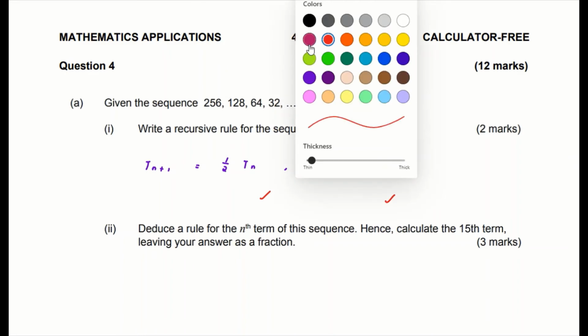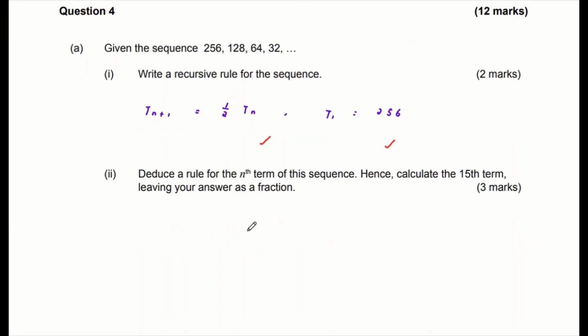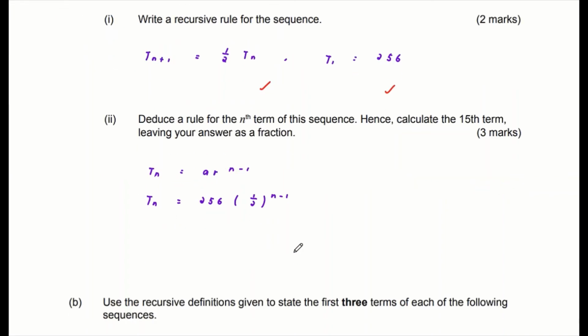Okay, second part, deduce a rule for the nth term, then after that find out the 15th term, leaving your answer as a fraction. So in this case, this is a geometric sequence, so that's why the nth term will be equal to A R to the power of n. So which means that Tn will be equal to A is 256, which is our first term. Ratio here is 1 over 2, and then to the power of n minus 1. Oops, sorry, I forgot this. All right, so after you do this, now we can try to find out what is the 15th term. Okay, so T15 will be equal to 256 multiplied by 1 over 2 to the power of 15 minus 1.